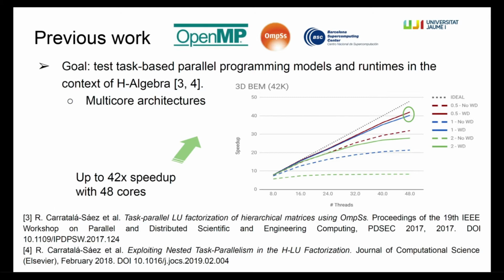Here on the plot, there are the speedups for a matrix of dimension 42K arising from a 3D boundary element method application and employing different admissibility condition beta criteria: 0.5, 1, and 2. No WD or WD means that we employed or not weak dependencies. What are those weak dependencies?